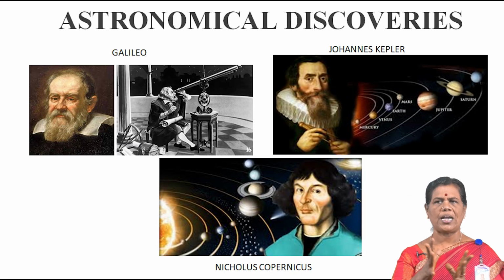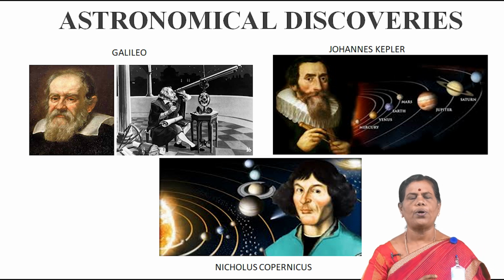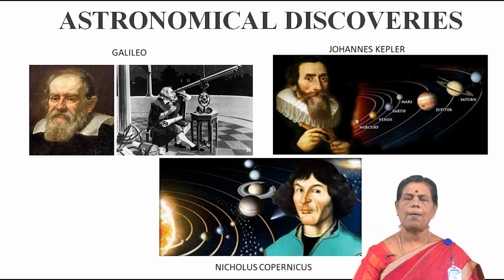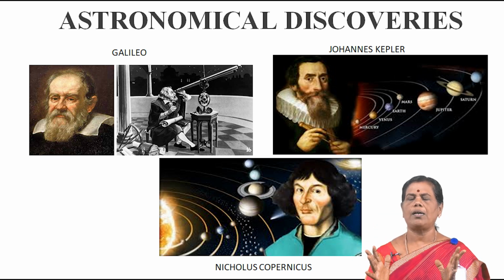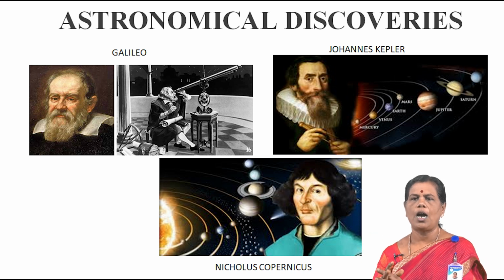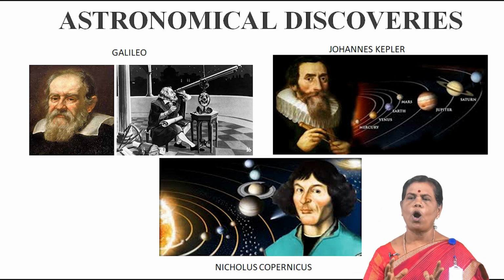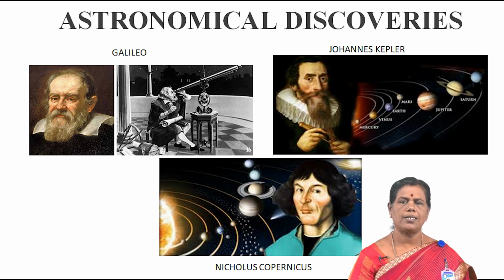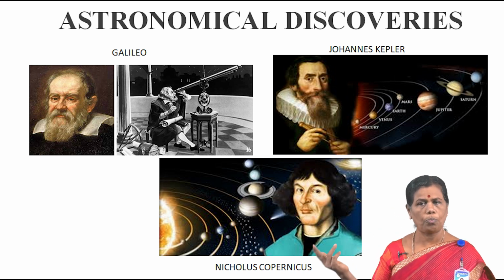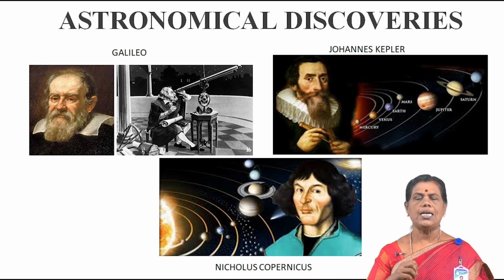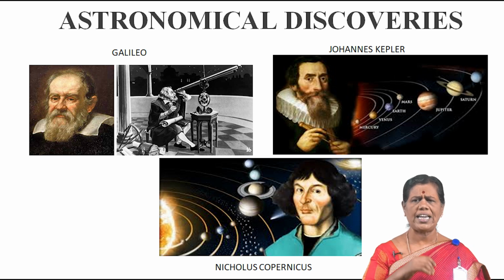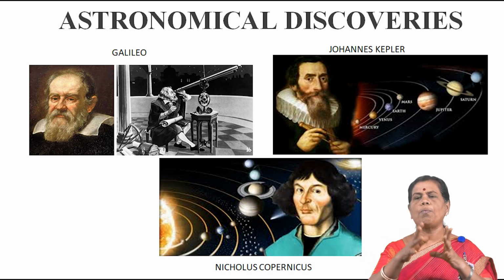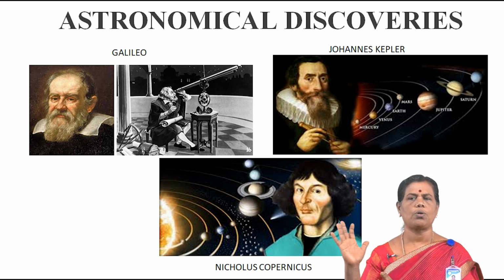And what are all the astronomical discoveries? Galileo invented the telescope to study the planets and stars. And Johannes Kepler framed the laws of planetary motion, how these planets move around the sun. And Nicholas Copernicus was a Polish monk, he belonged to Poland. What theory did he establish? The heliocentric theory. Heliocentric theory means all planets revolve around the sun. The sun is the center of the solar system.